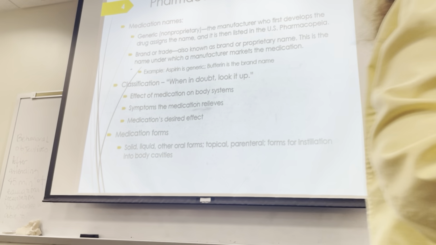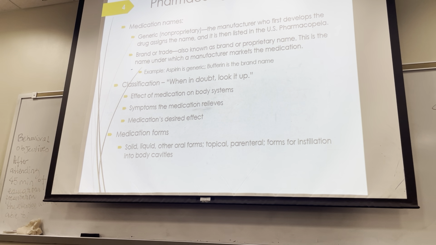So Tylenol is the brand name, and acetaminophen is the generic. Is that clear? Usually, a pharmaceutical company puts a lot of money into research to find a new medication. When they find a new medication, they reserve the patent. They say, we found this medication, we put a lot of money into it, now this molecule is ours. Nobody can use it. Does that make sense? Then they market it with a brand name, and it's very expensive.